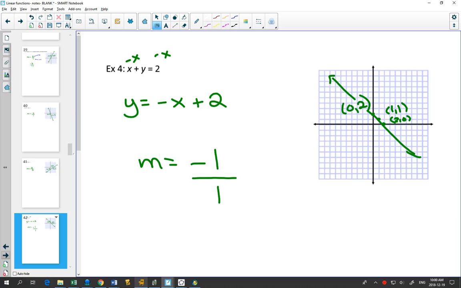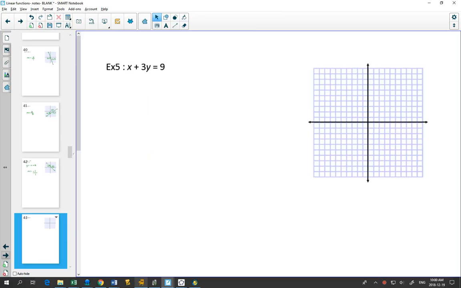So the next one's the hardest, and I'm going to leave it to you to do on your own. Try it first on your own. Because it's not in y equals mx plus b form, and there's a number in front of y. Oh my goodness. Let's see how you do.